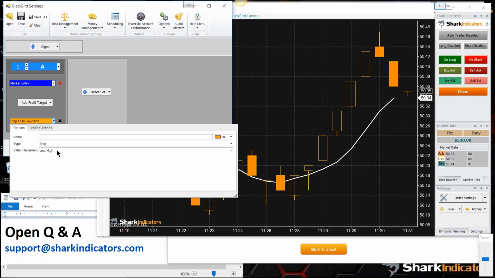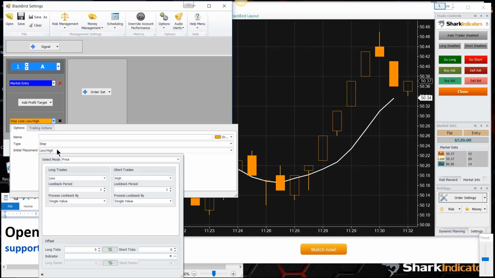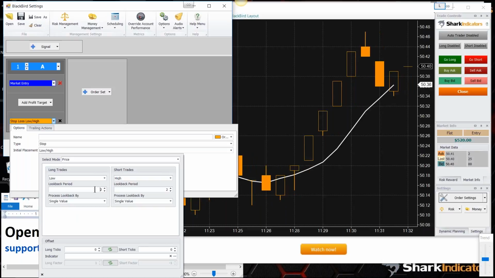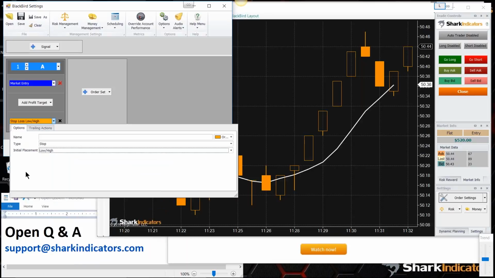So this quick list trailed just the previous bar's low and high. Let's say you wanted to trail the low of 2 bars back. You could just set your look back period to 2, like so. That's all you have to do. Then that'll look back 2 bars instead of just 1 bar back, and it'll get the low price of 2 bars back.